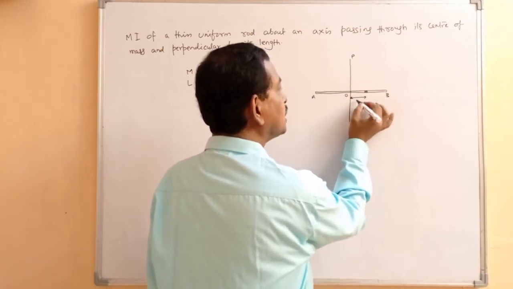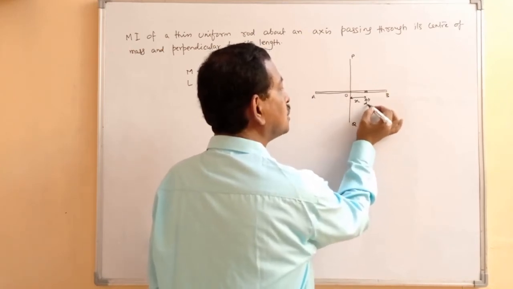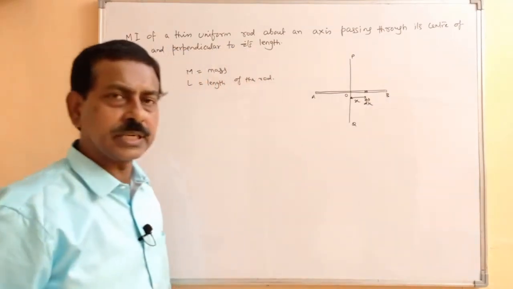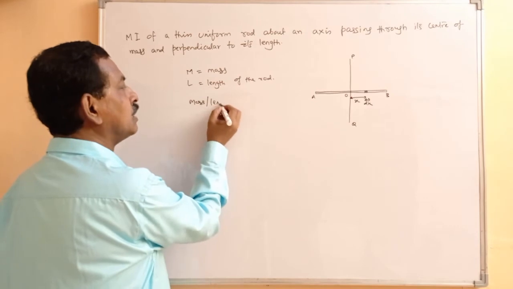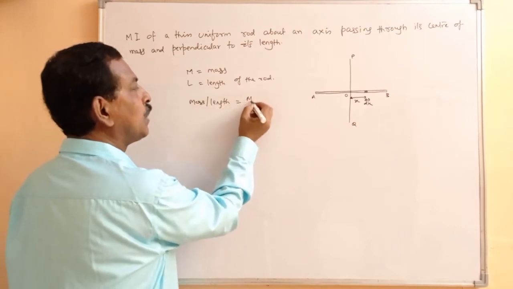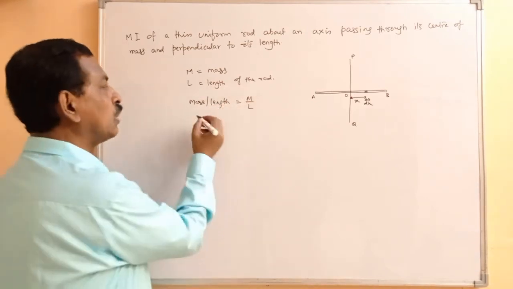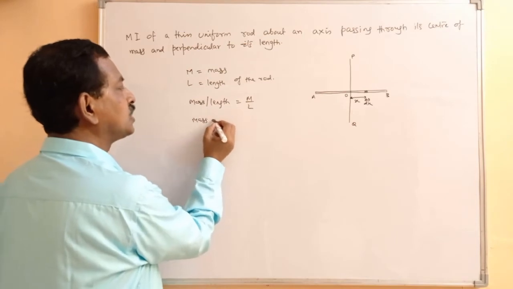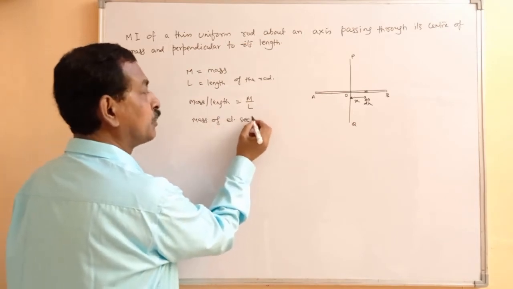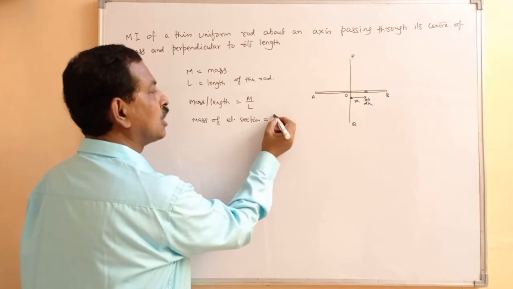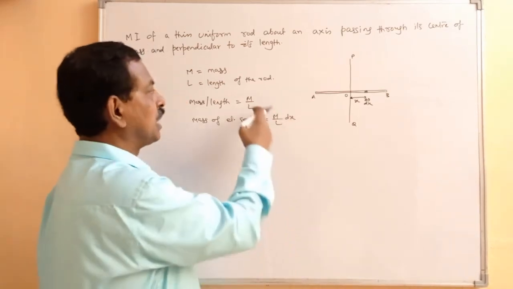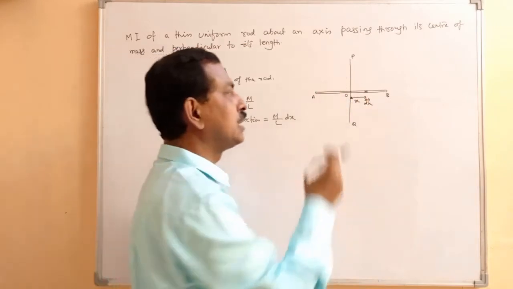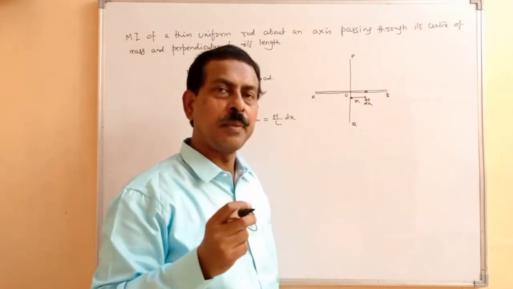Suppose at a distance x, its thickness or length is dx. So for this rod, mass per unit length is equal to M by L. Now we can take the mass of an elementary section, which is M by L into dx. This is mass per unit length multiplied by the elementary length.